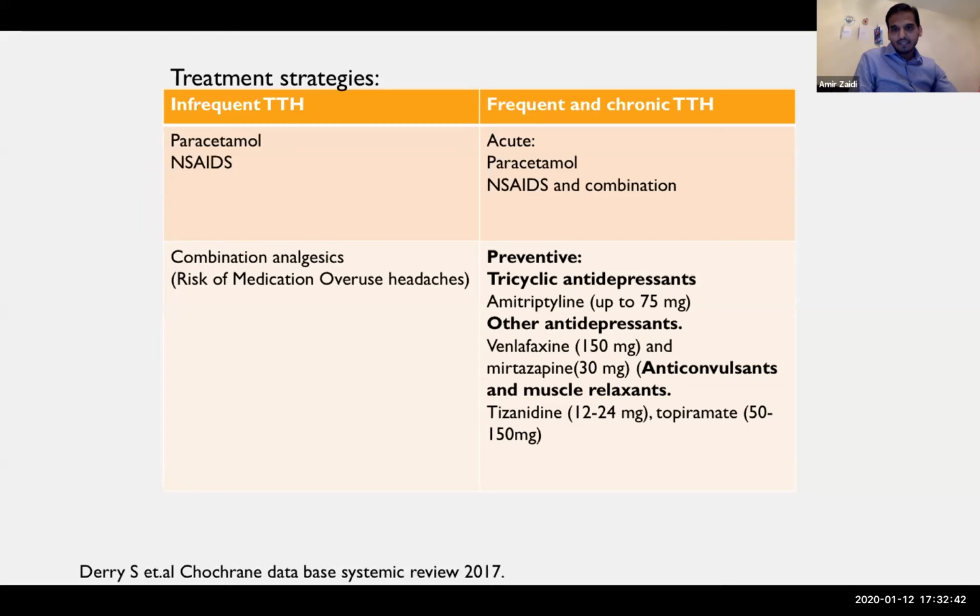Similarly, venlafaxine and mirtazapine can also be used as prophylactic medication. In tension type headaches, if the tricyclic antidepressants are not working on their own, then a combination of a tricyclic with muscle relaxants like tizanidine, or with topiramate, the antiepileptic, can be very effective as well.